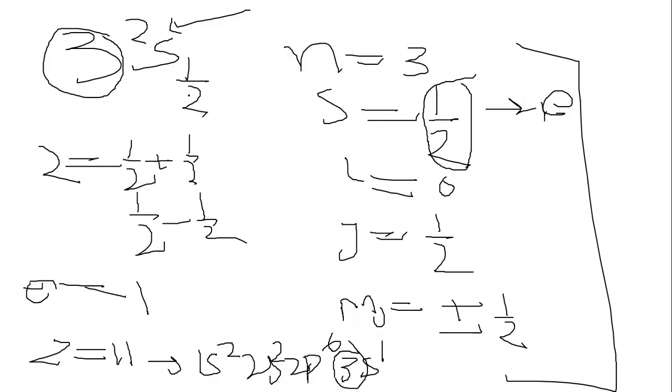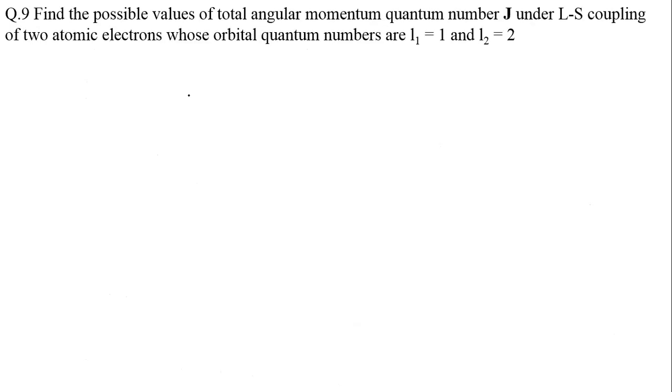Then we will go to the next question. The question says, find the possible values of total angular momentum quantum number J under LS coupling of two atomic electrons whose orbital quantum numbers are L1 equals 1 and L2 equals 2. So we want to find J. What should be the J value under LS coupling?